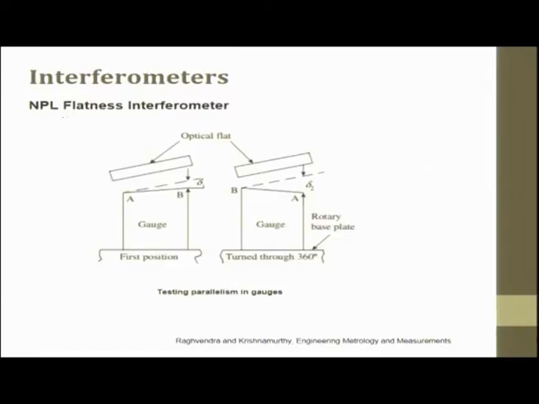So, the NPL flatness interferometer works like this. The gauge is there, and you have two surfaces; the formula is the same. It is placed at an angle. You take the first position, then turn the gauge around and rotate the table, place the gauge as BA and measure delta 2 using the same optical flat. If both the fringe patterns are the same, then these two are flat surfaces.